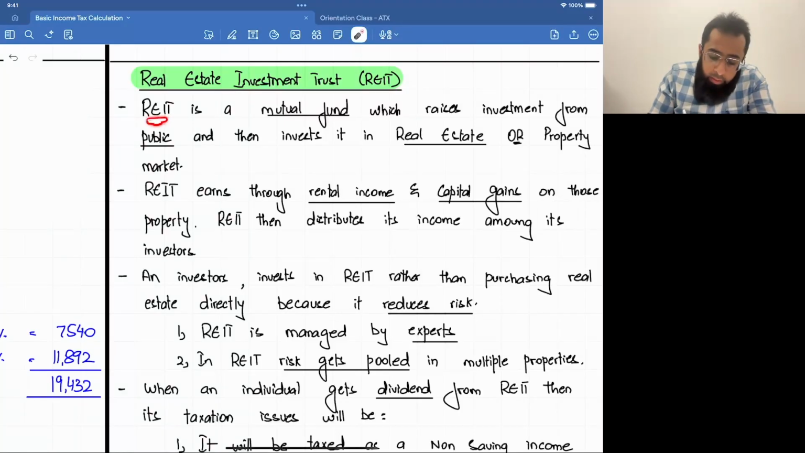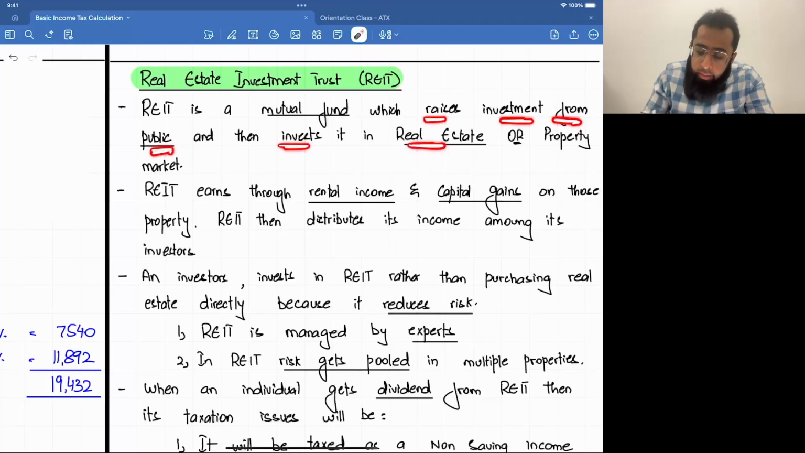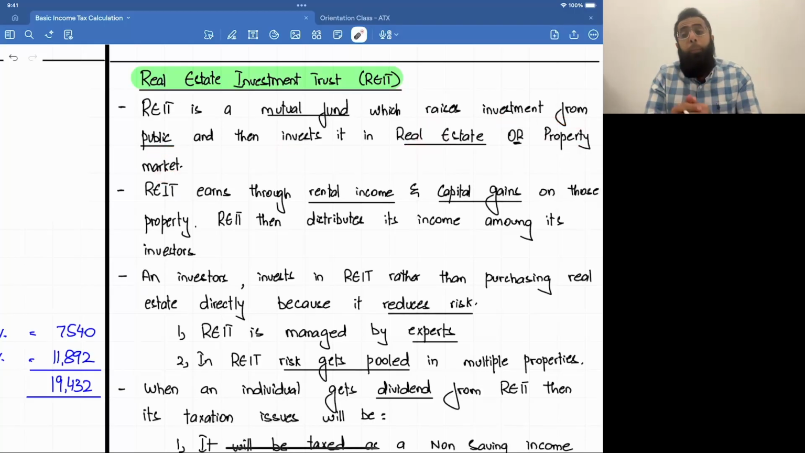A real estate investment trust is a mutual fund which raises investment from the public and then invests it in real estate or the property market. So basically it is a mutual fund in which people put in their money. It's a combined fund, and through that fund it invests in real estate. It purchases properties. From those properties, a real estate investment trust will earn capital gains when it purchases and sells the properties. And it also rents out those properties and earns rental income from them.